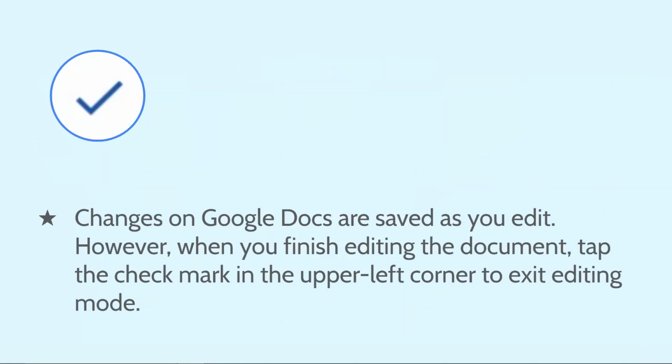Okay, so every single time you make a change on Google Docs, and some applications actually these days, they save as you edit the document, right? And whenever you see the check mark, it's an indication that the last change you made has been saved, okay? However, if you want to close the editing function, you can click on that check mark, usually in the upper left corner, and it exits the editing mode, okay?